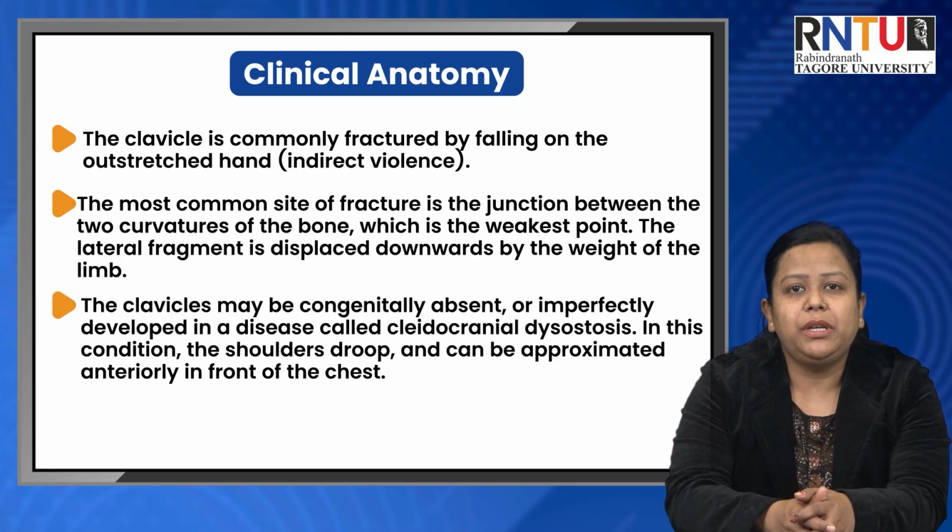The clavicle may be congenitally absent or imperfectly developed in a disease called cleidocranial dysostosis. In this condition, the shoulder droops and can be approximated anteriorly in the front of the chest.